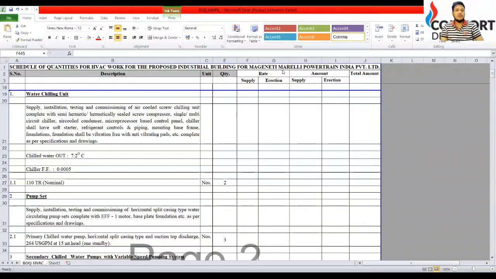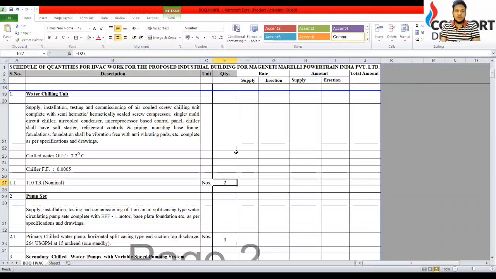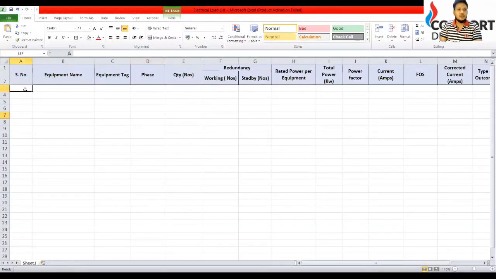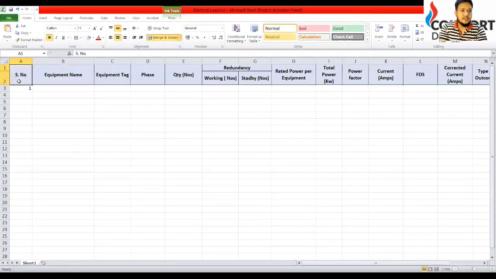Okay, so what we will do, we will try to prepare the first major equipment that we have, that is the supply, installation, testing, commissioning of air-cooled screw chiller. Okay, and what is the quantity? Two numbers are there and both are working. So let me write here in the electrical load list that we are preparing. Serial number is 1. First one that we have here is your air-cooled screw chiller.